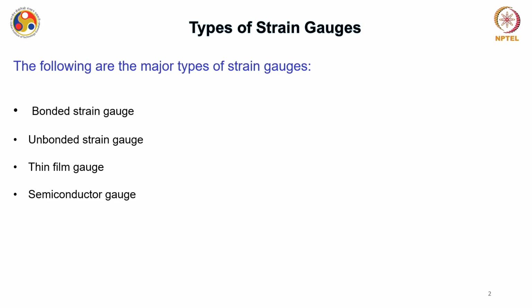We have seen a number of strain gauges, and if you broadly classify them, the classification could be in this form. You can have bonded strain gauges, you can have unbonded strain gauges, and depending on how these gauges are fabricated, you can have thin film strain gauges, and for higher sensitivity we have semiconductor strain gauges.